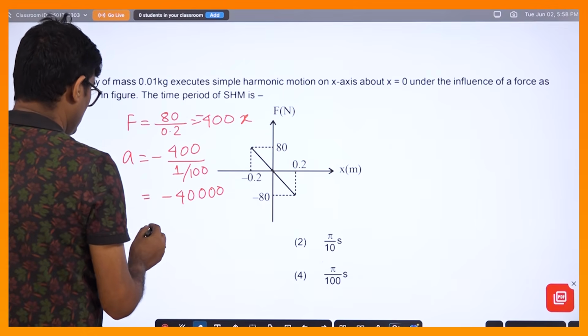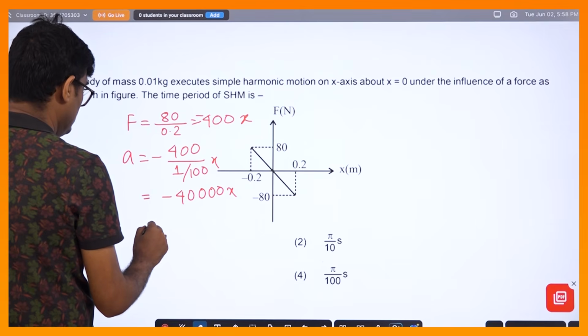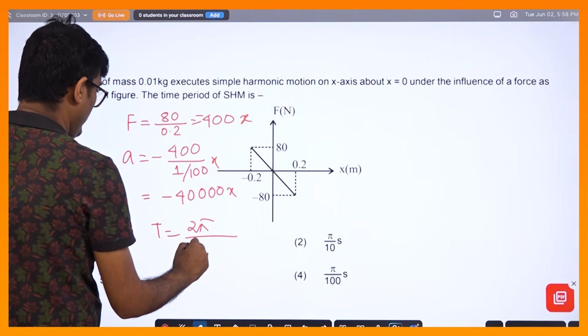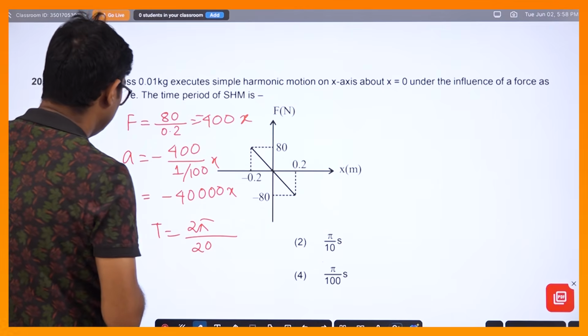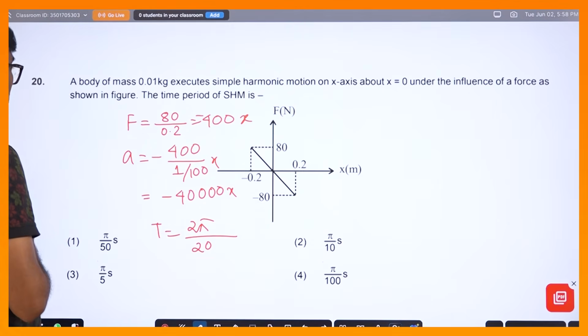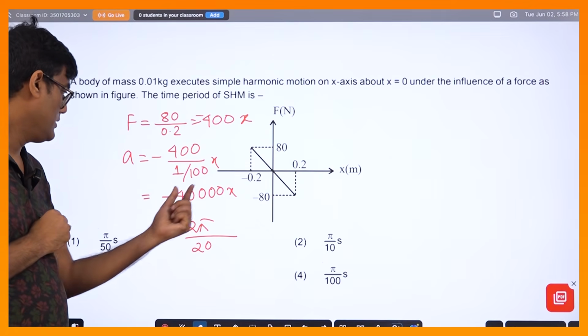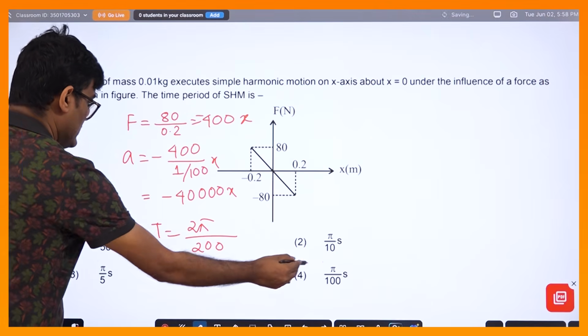So it is omega square. The time period is equal to 2 pi by omega. Omega is 200, I think, right? Oh, this is omega square. So omega is 20 into 10, 200. So pi by 100 is the answer for this question.